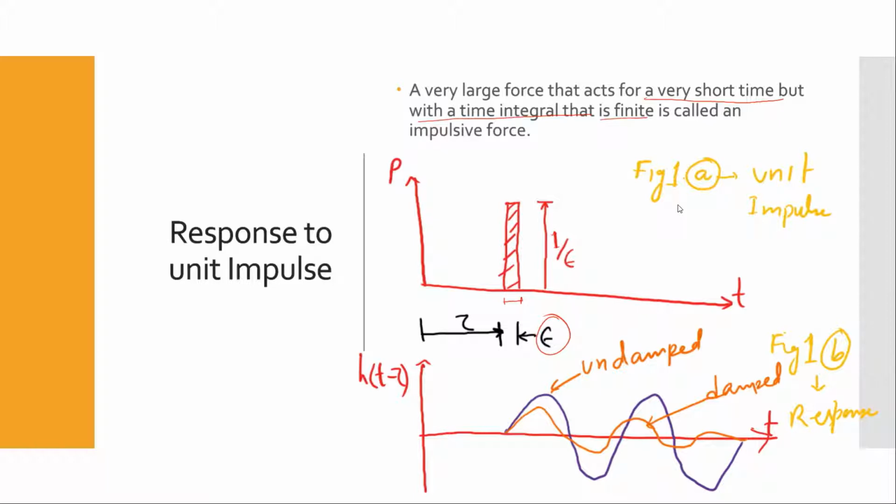So let's see what the physical significance of this force is. Let's understand the physical significance of the unit impulse. We always say that the structure is in free vibration. Then we think, how can a structure vibrate freely if there is no force acting?